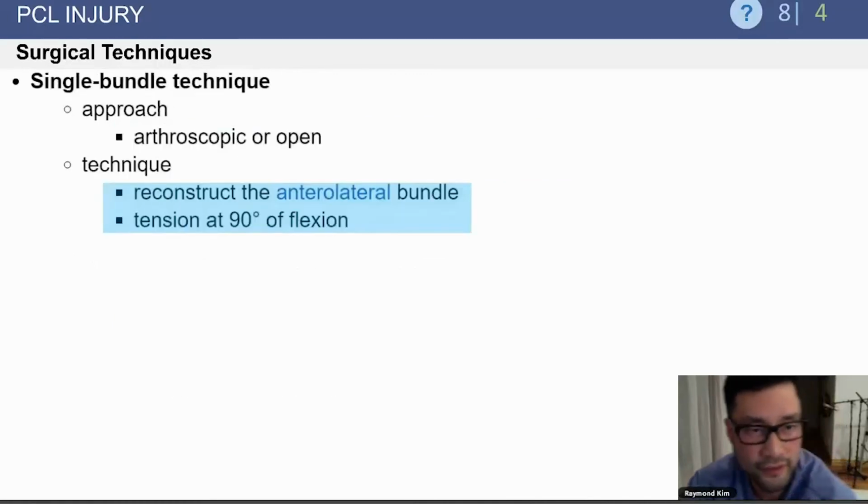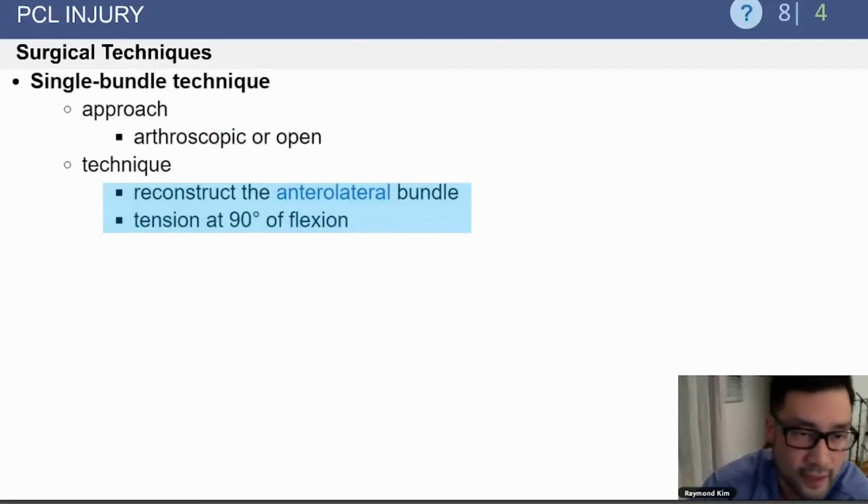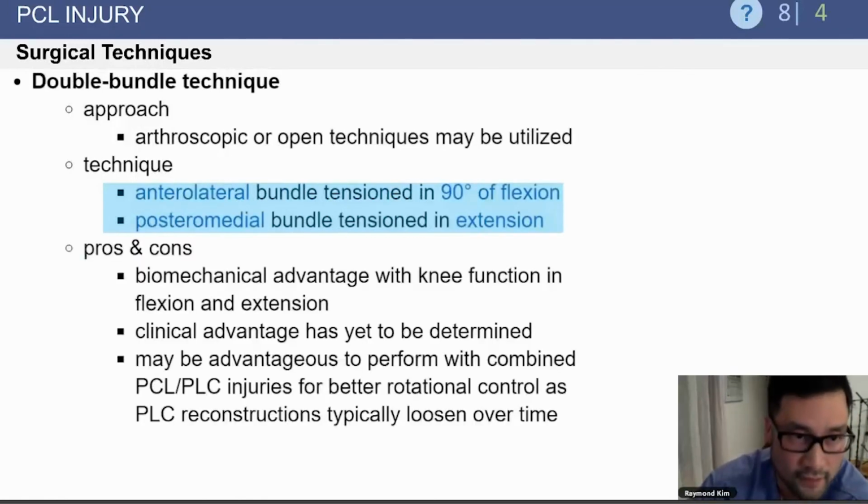The single bundle technique is typically an arthroscopic technique, and you're really reconstructing the anterolateral bundle, tensioning this at 90 degrees of flexion. There's been more recent talk of the double bundle technique, where the anterolateral bundle is tensioned in 90 degrees of flexion, and the posterior medial bundle is tensioned in extension.